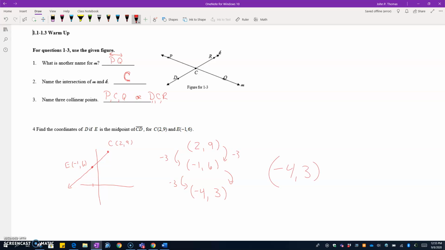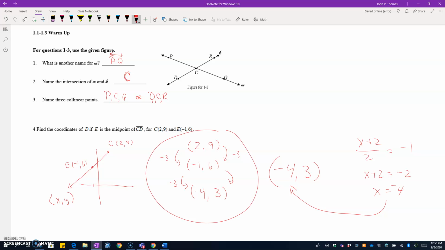Again, there are algebraic methods for that one if you'd like. You can call this endpoint xy. And we could say x plus 2 over 2 needs to equal negative 1. So x plus 2 equals negative 2. X equals negative 4, which notice that matches, and then we can do a similar thing for y. But again, this idea right here where we just look at how big a step it was from endpoint to midpoint and take the same steps is a really handy way to get through this type of problem.